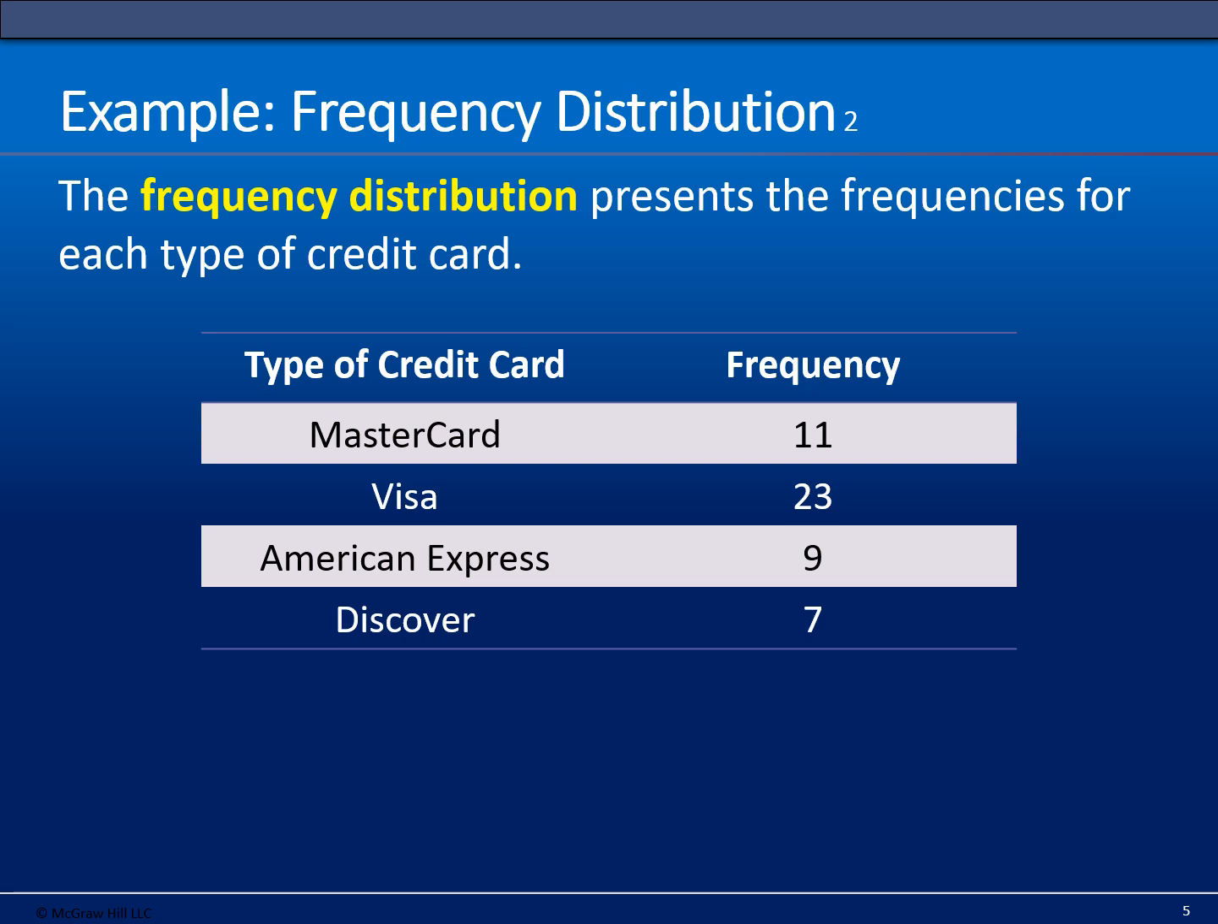The frequency distribution table here represents the frequencies for each type of credit card. All we did is go back to the table, count the number of MasterCards used, the number of Visas used, which was 23, American Express and Discover. So you can see all of those here.